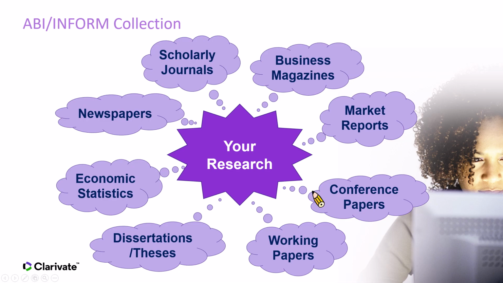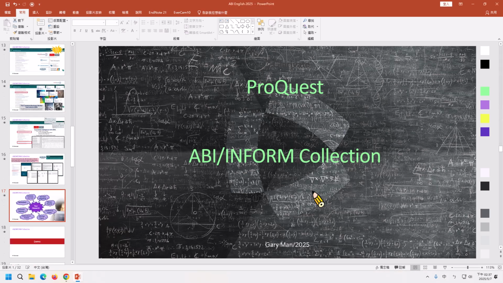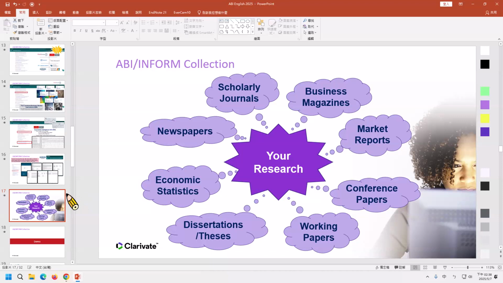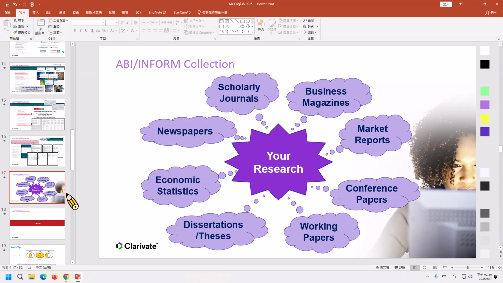Okay, so just a quick summary. The ABI/INFORM Collection is not just a simple scholarly journal database, but it offers more than just scholarly journals. That's the one conclusion I want to make here. All right, then what I'm going to do is a live demo to show you how to use this platform.